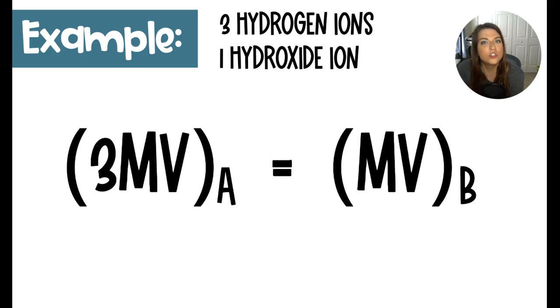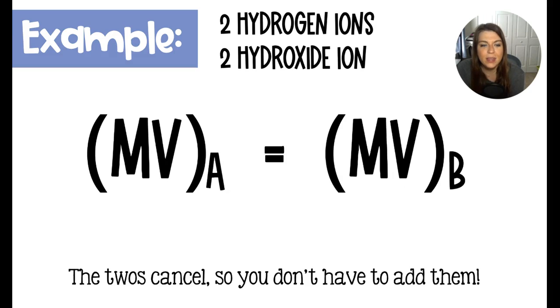If you were working with a triprotic acid like H3PO4, you would throw a 3 into your titration equation. If you had 2 of each or 3 of each, then you don't have to worry about it because they would cancel each other out, right? This is still algebra. So if you have the same thing on both sides, then you can cancel them.